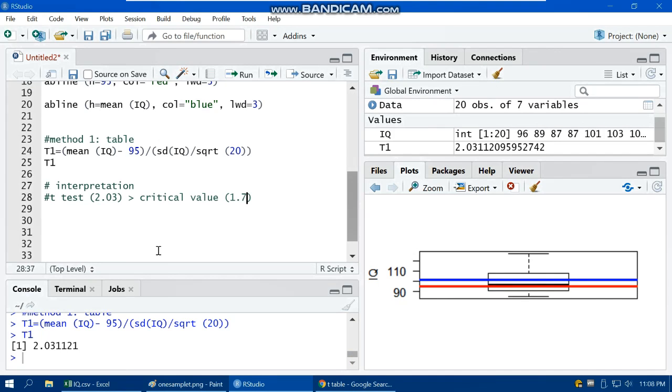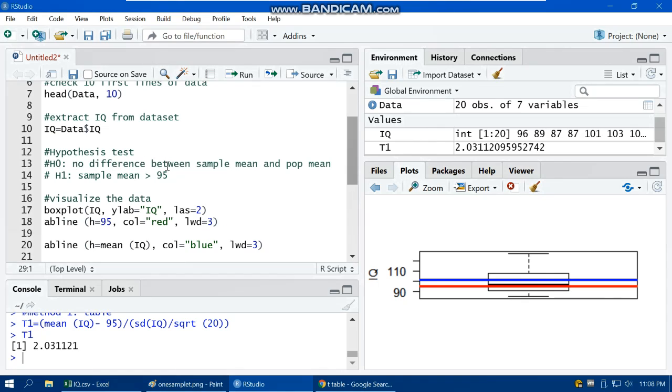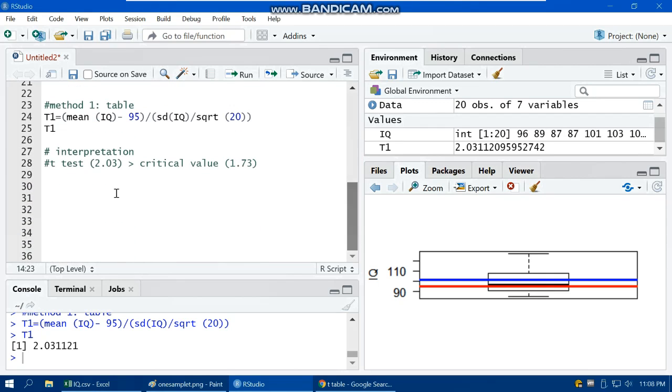So which means that it falls into the critical region and it rejects the null hypothesis. So it rejects that there is no difference between sample mean and population mean. So we can accept that the sample mean is greater than 95. So the interpretation is, we can conclude that we have enough evidence that the individuals in this group have higher IQ level than the national average, and it is statistically significant. It's not by chance, okay? And at the 95% confidence level. So that's the interpretation of this t-test.